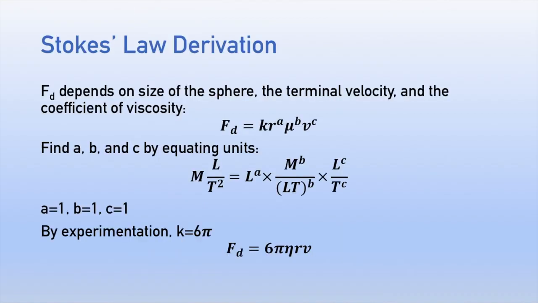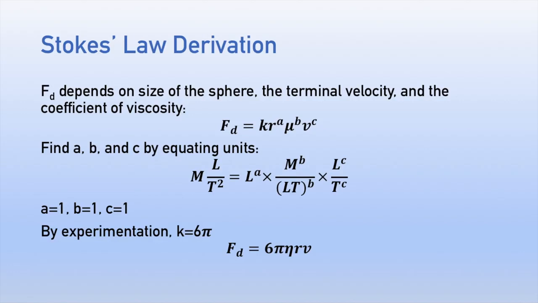This is derived through Stokes' law, which says that the drag force depends on the size of the sphere, the terminal velocity, and the coefficient of viscosity. So the drag force is going to be equal to k, which is some constant, multiplied by r, the radius, to the power of a, multiplied by the viscosity, to the power of b, multiplied by the velocity, to the power of c.